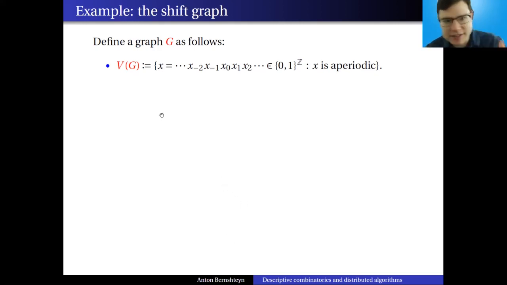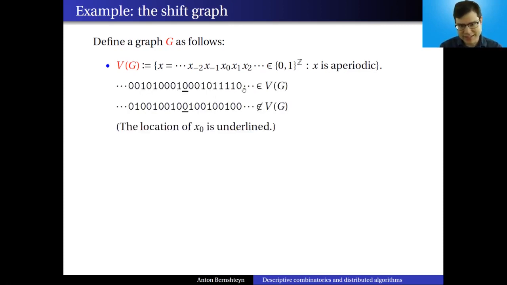So let's consider a particular infinite graph G. Here, I'm going to define a specific infinite graph, and I'm going to understand what happens with its coloring. So first, let me tell you what the vertex set of this graph is. The vertices of my graph are going to be infinite binary sequences, infinite sequences of zeros and ones indexed by the integers, both positive and negative and zero, with the extra condition that the sequence should be aperiodic. In other words, it should not look like some finite thing just repeated infinitely.